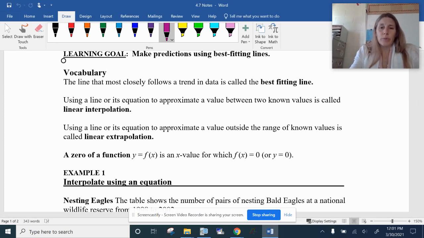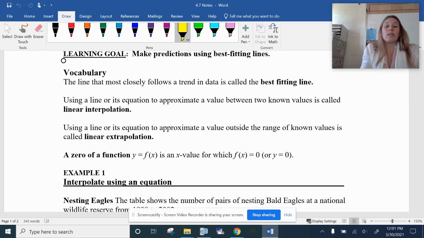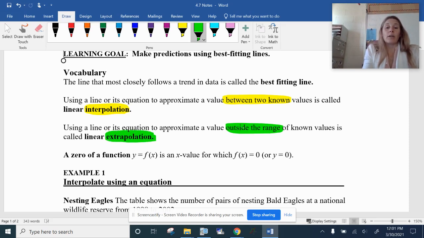There's two types of predictions that we can make based on this information. So when we use a line or its equation to approximate a value between two known values, it's called linear interpolation. However, when we use the line or its equation to approximate a value that's outside the range of known values, that would be called linear extrapolation.